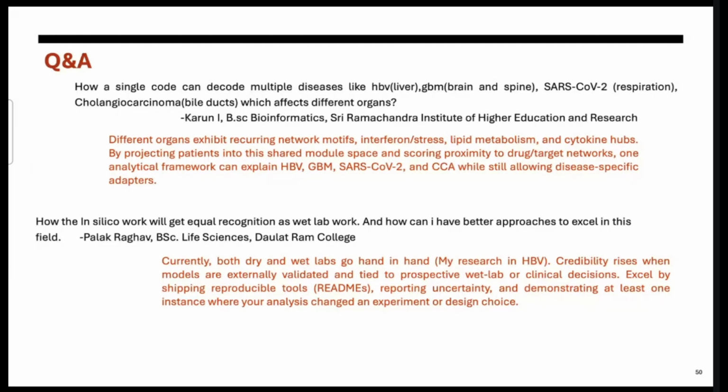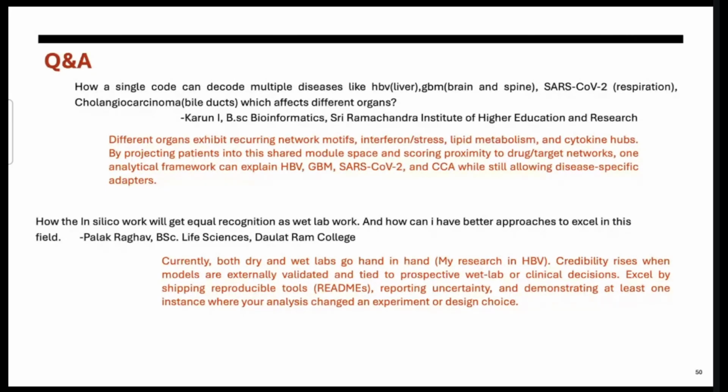Because if you do everything dry lab, it always stays in the computer. But eventually the main goal of all our research, from bioinformatics and from wet lab, is to translate into the clinics, because we need to give medicine to the patients eventually, right? So to do that, we need both. We cannot rely only on one.